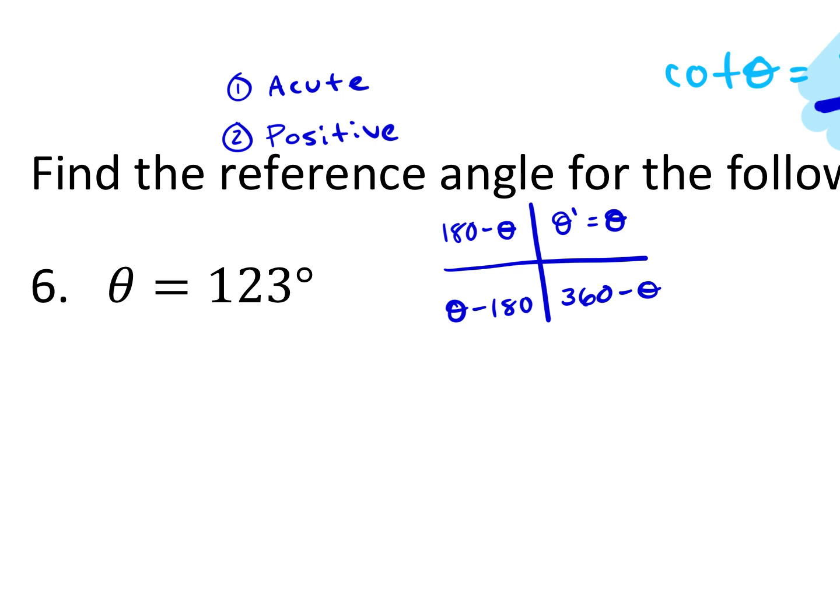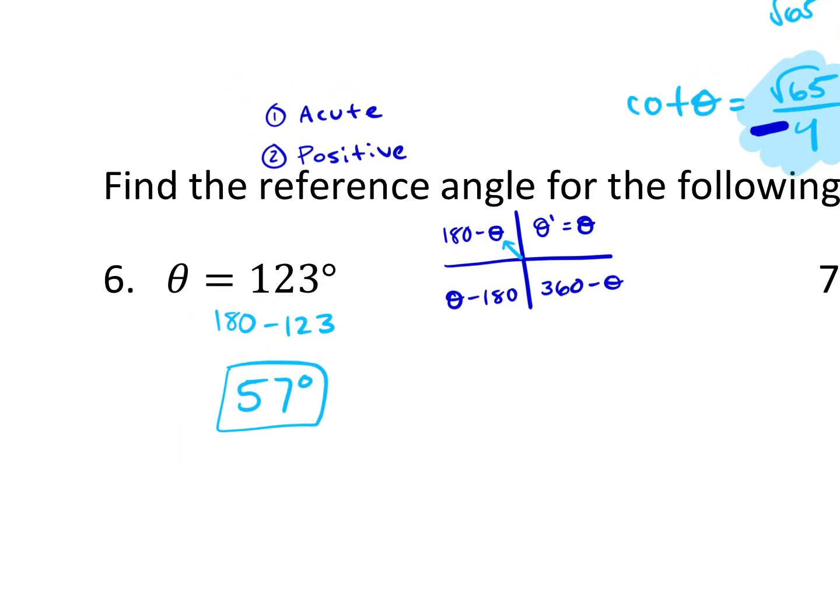What quadrant is 123 degrees in? Quadrant 2. So since we're in quadrant 2, we're going to use 180 minus theta. So 180 minus 123. What do we get? 57 degrees. That would be our reference angle. 57 is acute and positive, so we're good.